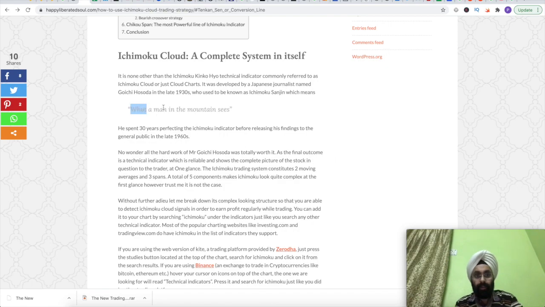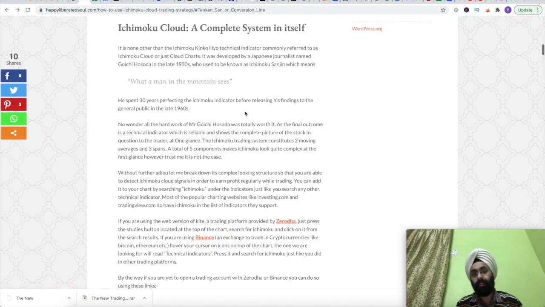And another thing, this guy who developed this indicator, Mr. Goichi Hosoda, was also known as Ichimoku Sanjin. Ichimoku Sanjin is a Japanese word, and it means what a man in the mountain sees. So if a person is standing on the top of the mountain, at that altitude he will be able to see a lot at one single glance. So this is the reason behind giving it this name, Ichimoku.